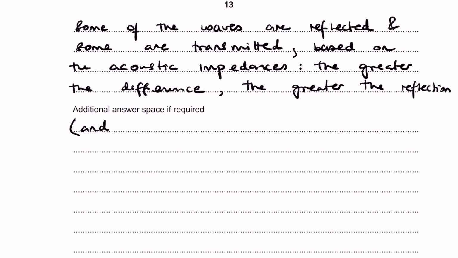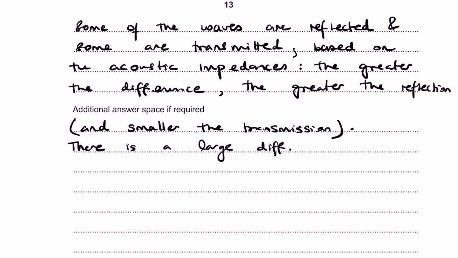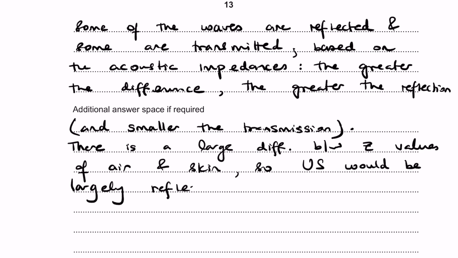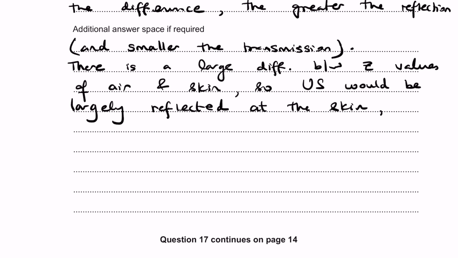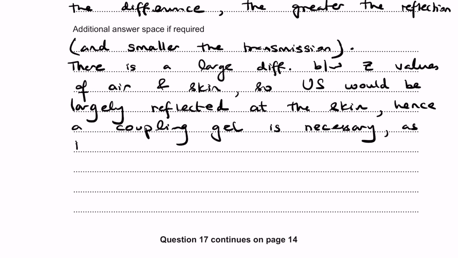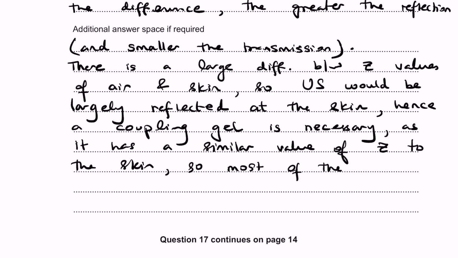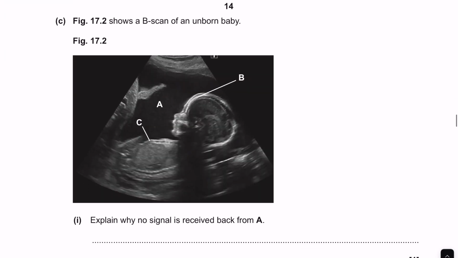So there is basically a large difference in the Z value of air and skin. So ultrasound would be largely reflected at the skin. So therefore we use a coupling gel, and that's because it has a similar value of Z, i.e. acoustic impedance, to the skin. So most of the ultrasound will be transmitted through, basically. Okay, let's move on to the next part.